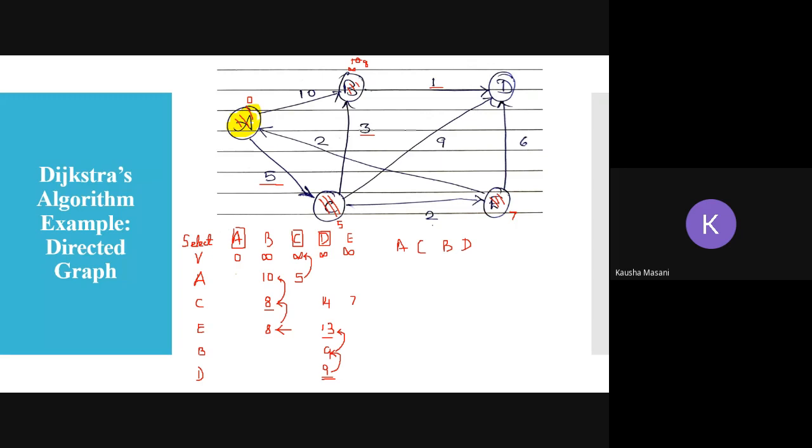In the last one, it becomes 9 because D to D, the distance is 9, and all the vertices from D are completely explored. So no need to change anything. D to D is 9. It won't be 0 now because for D we have updated the distance previously. Okay? That's your Dijkstra's algorithm. Everyone, clear?